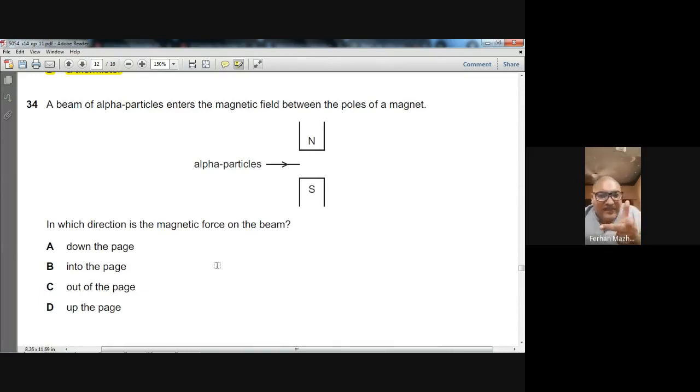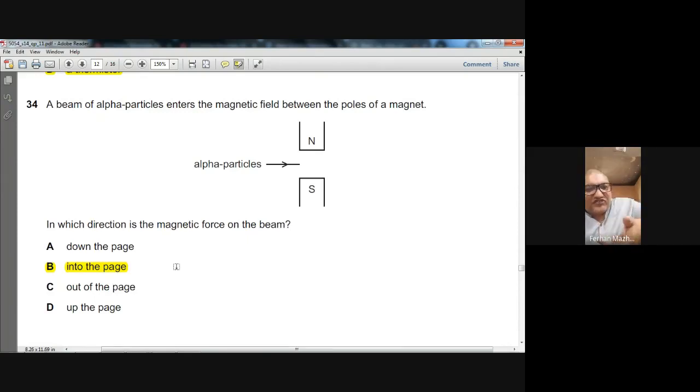The current is going towards the left. The magnetic field is from north to south, downward. My thumb is pointing into the screen. So it means the alpha particles will experience a force whose direction will be into the page. I got this direction by applying the left hand rule. Hope you have understood.